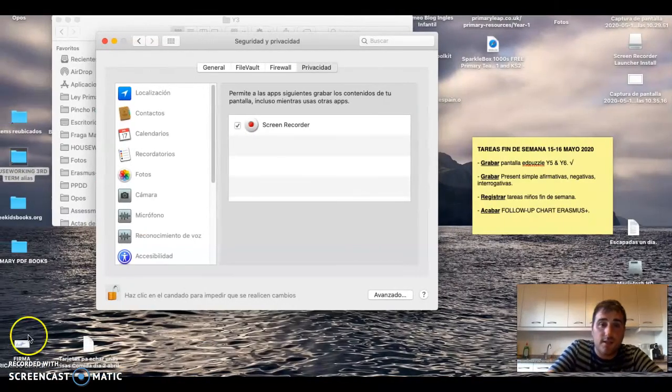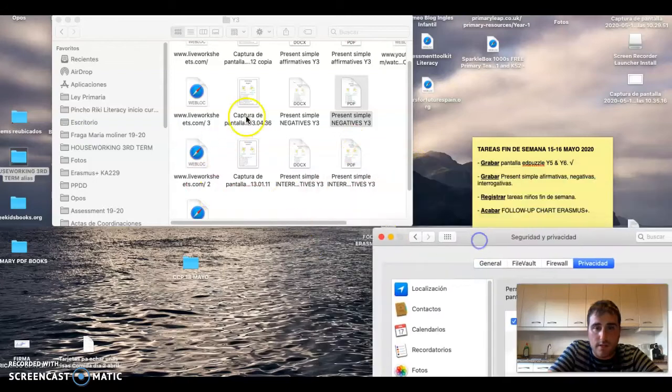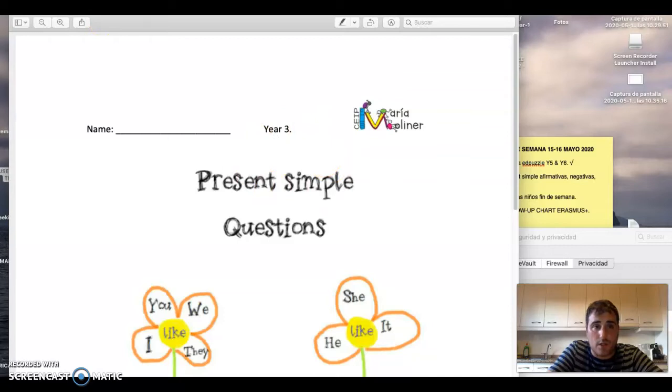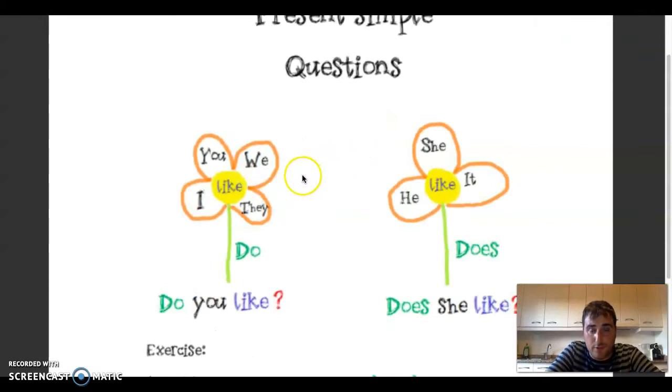With all this information, I'm going to show you how to work on your homework, on your worksheet. Give me a second. Sorry, this is a mess. Alright, here, present simple interrogatives, year 3. If we come here, we've got the same flowers we had before with affirmative sentences and with negative sentences, but this time we're going to talk about questions. How to make questions.